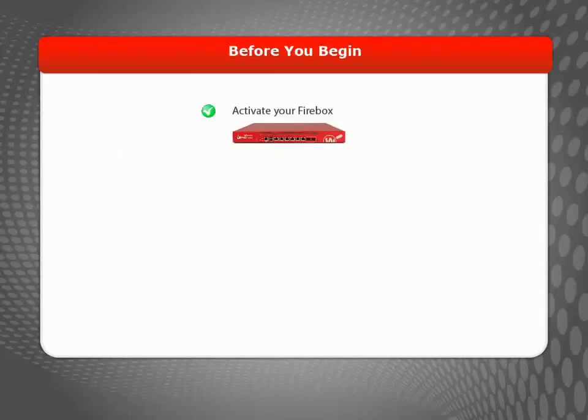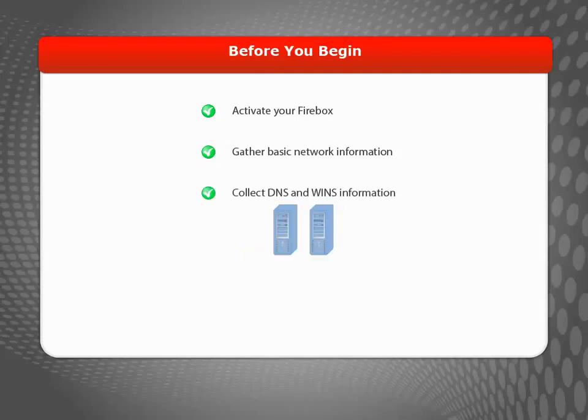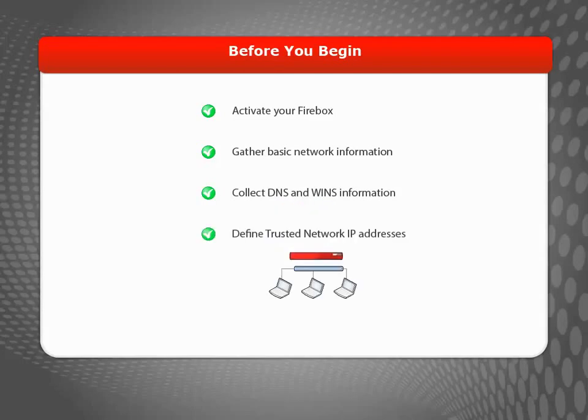Before you use the Web Setup Wizard, there are a few things you should do. After you activate your Firebox, you'll need to gather some basic network information from your ISP, find out DNS and WINS server information, and define your trusted network IP addresses. I'll go into each of these items in more detail next.